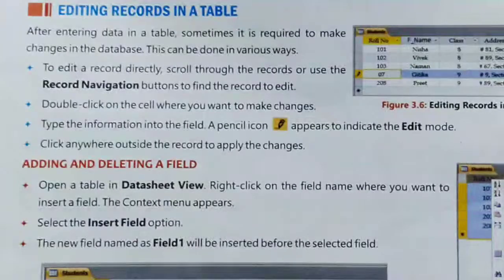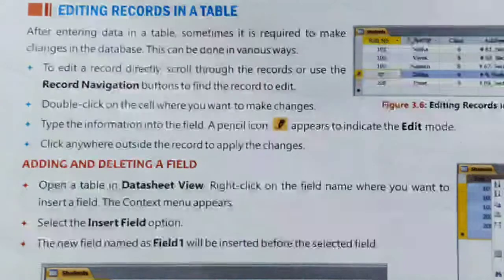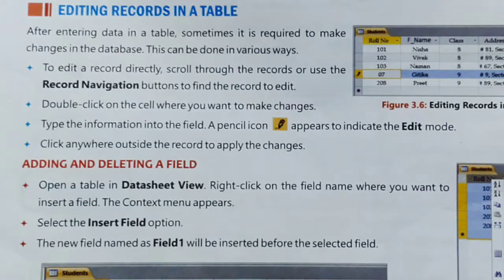The next point is double-click on the cell where you want to make changes. The third point is type the information into the field. A pencil icon appears to indicate the edit mode, meaning the pencil icon indicates that you are editing the database. And click anywhere outside the record to apply the changes.